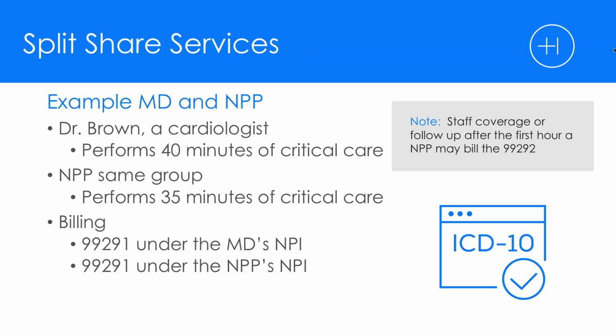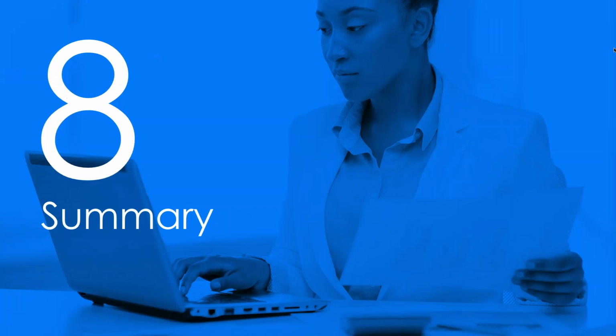So an example here of a medical doctor and the non-physician practitioner: Dr. Brown, a cardiologist, performs 45 minutes of critical care. The NPP, same group, performs 35 minutes of critical care. They both can report 99291. They're not sharing, right? They both are eligible to provide and perform that service. And again, just remember that for staff coverage or follow-up after the first hour, the NPP may bill the 99292. So again, this is something to keep in mind. Don't try to split it or share it.